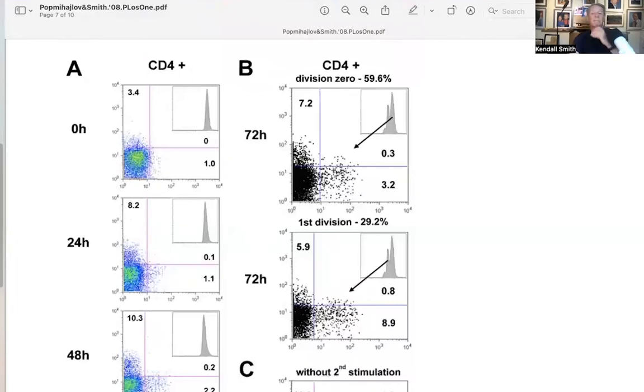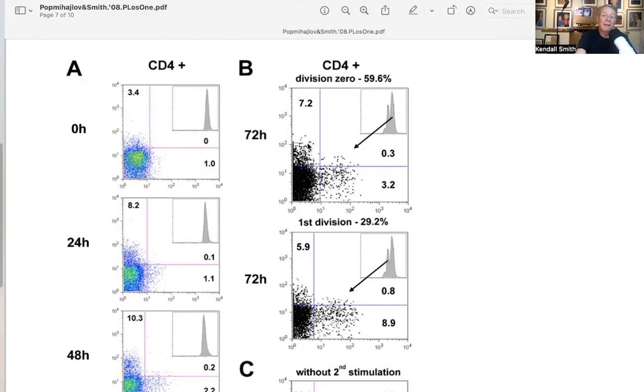And here we are. What we did was we started with these cells at division 0, and we have 59% of the cells at division 0 at 72 hours. And then here we have, I'm sorry, 29% in the first division.